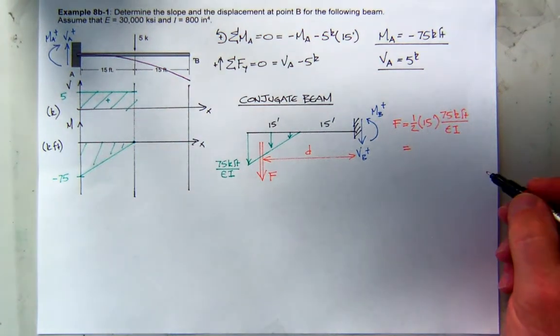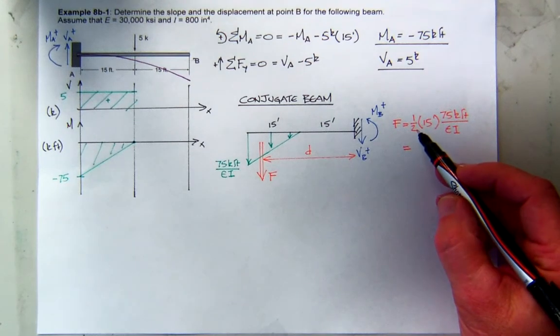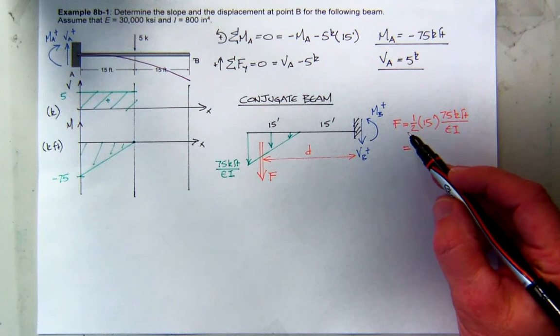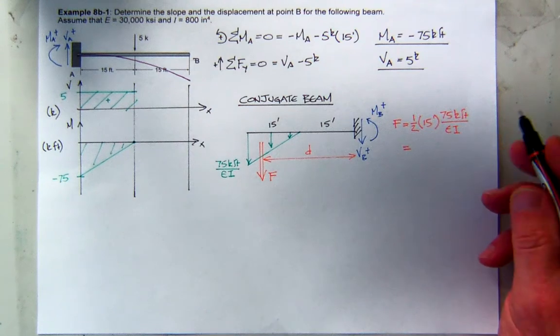Someone else? 2,250. Say that again? 2,250. That seems high. Did you divide by 2? Wait, are we plugging in E and I? Oh. No, don't plug in E and I. Leave it hanging on. If not, it's going to be a teeny tiny number.